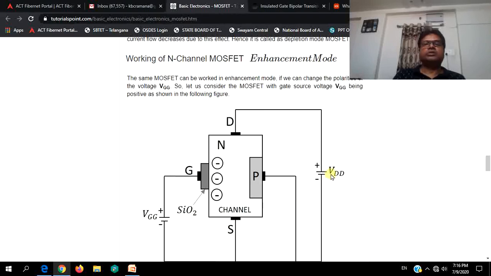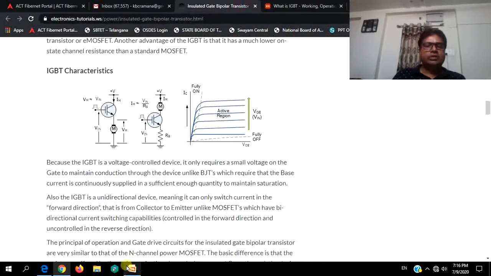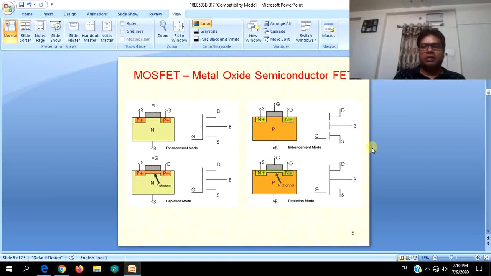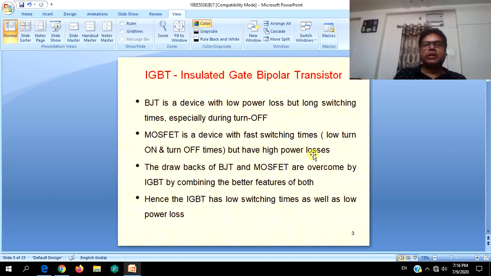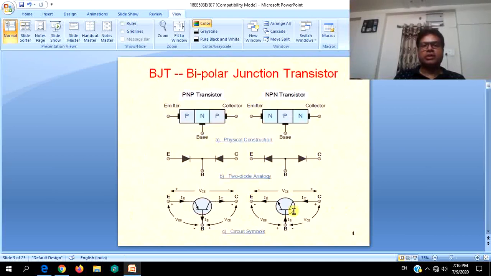So the same things can be applied for P channel MOSFETs, for both depletion and enhancement modes of MOSFET working. With these things, we will switch over to the next topic, our main topic of today's session, that is IGBT. Whatever drawbacks are there in the case of BJT and MOSFET are eliminated, and its best features are taken. So IGBT will have low switching times and also low power loss.